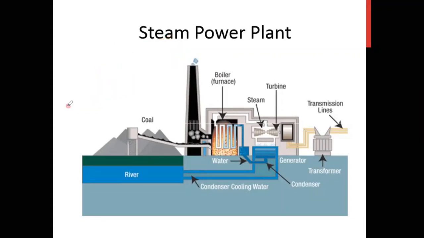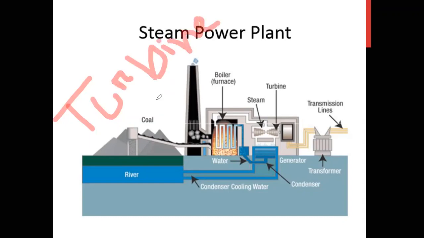The next component is turbine. What is turbine? I already discussed that a turbine is a rotational device which rotates. When we generate hot, pressurized steam, this hot steam has a huge kinetic energy, and it flows within the turbine. It gives pressure to the turbine, and the turbine rotates. So next is turbine.